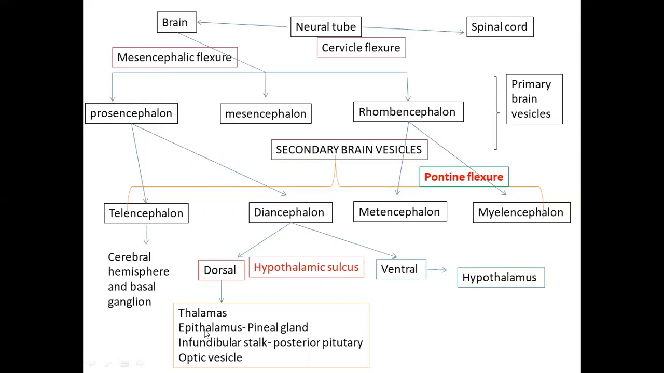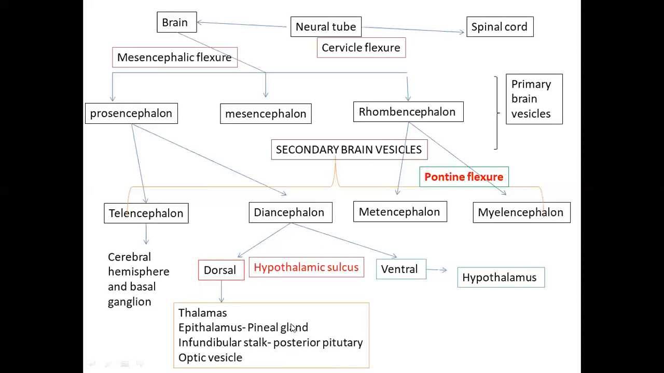Then it will form the epithalamus, which will lead to the formation of the pineal gland. It will give an infundibular stalk, which will give rise to the posterior pituitary. And it will also give rise to an optic vesicle, which will give rise to the optic nerve, as well as the retina and the ciliary muscles of the eye. So the diencephalon is mainly forming your optic nerve and the retina, as well as the posterior pituitary and the pineal gland.